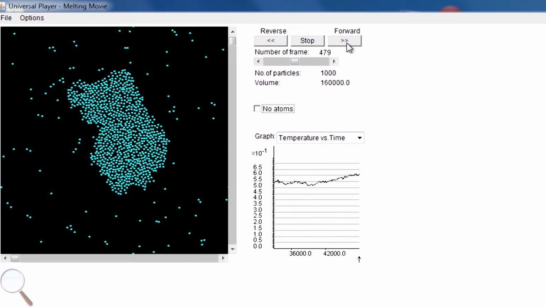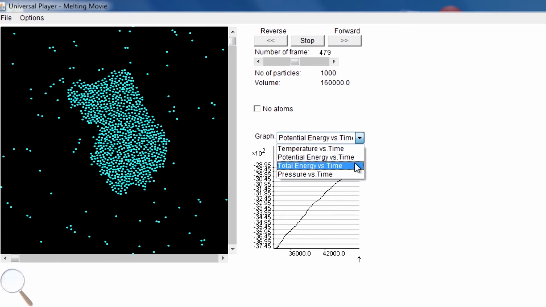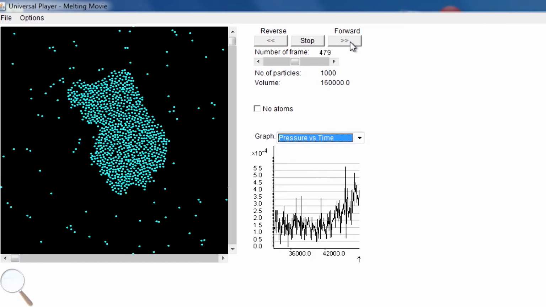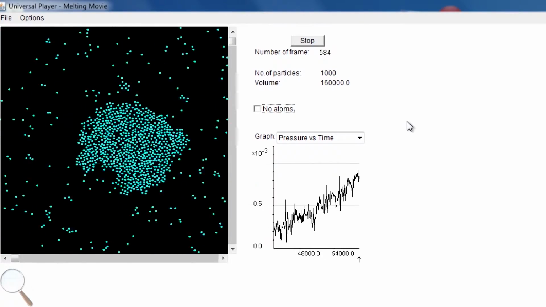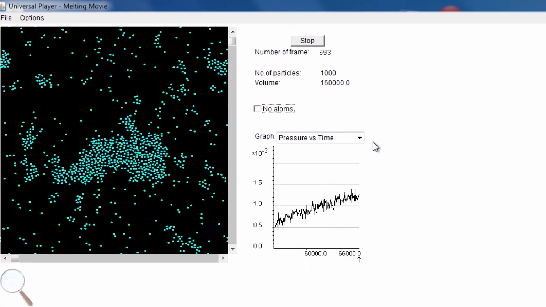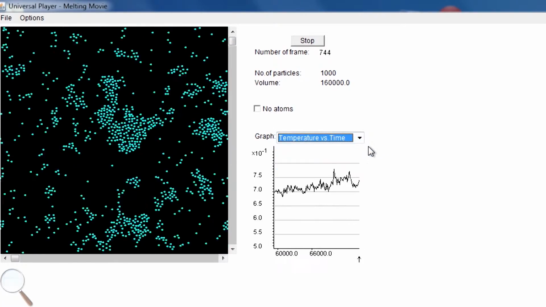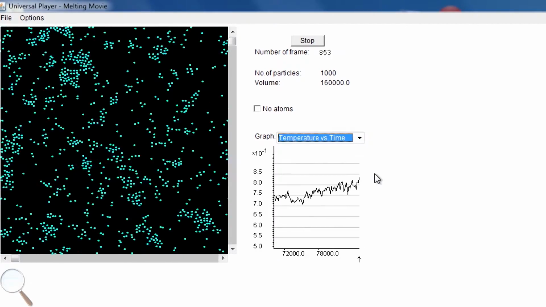Now we will move forward and see how we can reach the gas phase, but before that I also want to look at some graphs: temperature versus time, potential energy changes, and pressure versus time. Moving forward, you will see the melting transition for this ensemble, and you can see the pressure is continuously growing. Let us look at the temperature. We are connecting it to a temperature bath, which is continuously increasing the temperature.